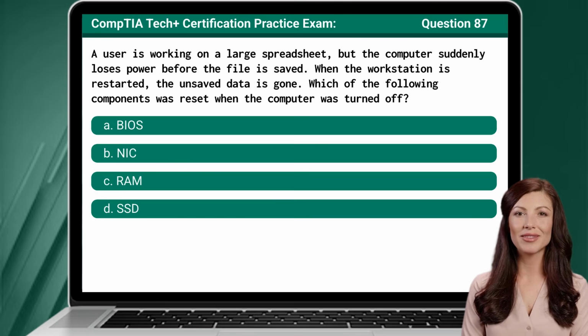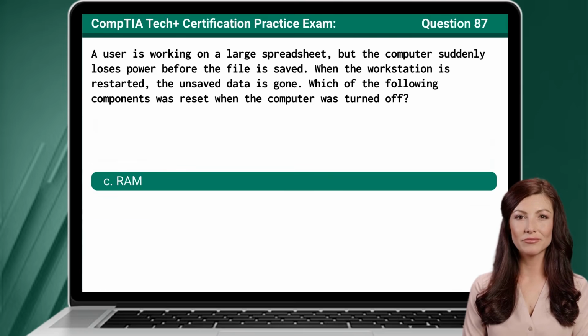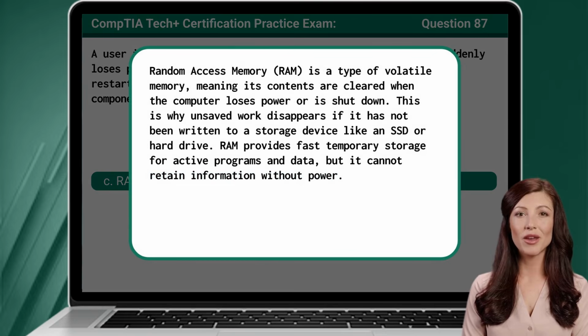The answer is C. RAM. Random access memory, or RAM, is a type of volatile memory, meaning its contents are cleared when the computer loses power or is shut down. This is why unsaved work disappears if it has not been written to a storage device like an SSD or hard drive. RAM provides fast temporary storage for active programs and data, but it cannot retain information without power.